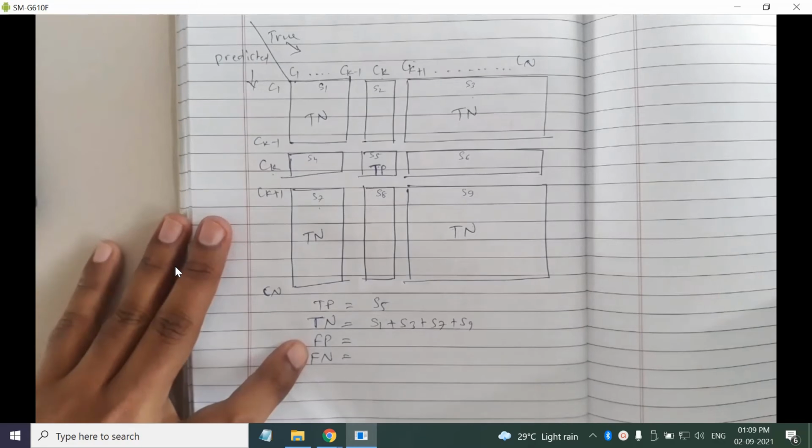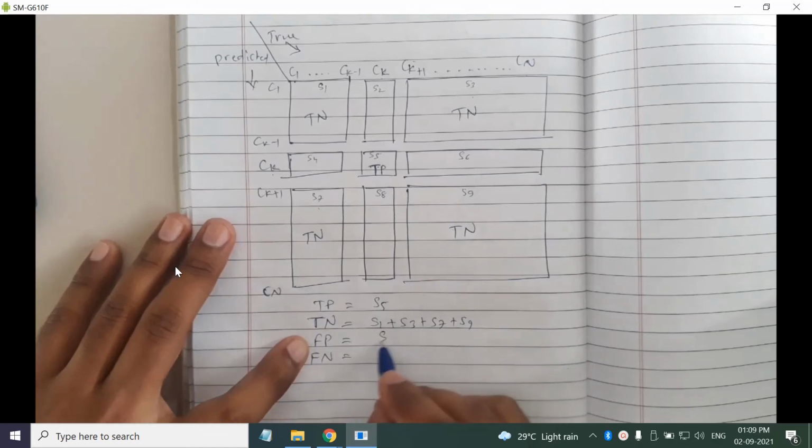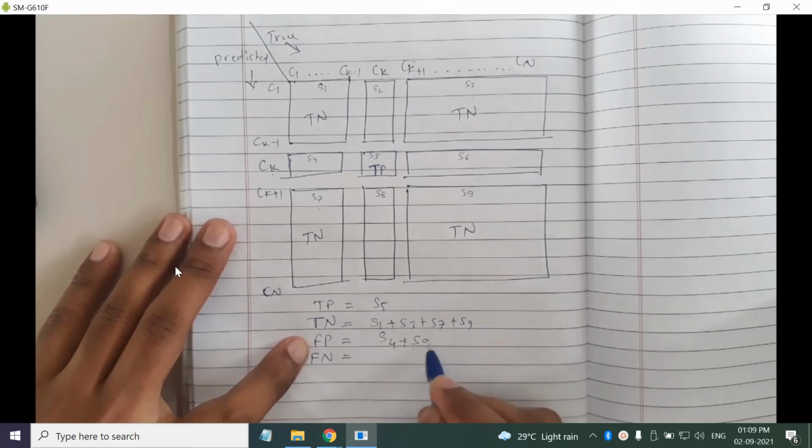FP, false positive, wrongly accepted. S4 and S6.